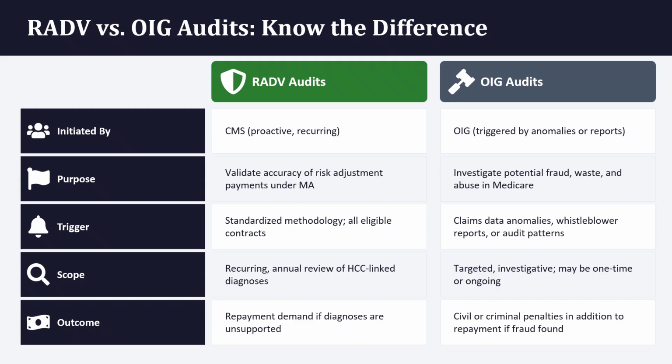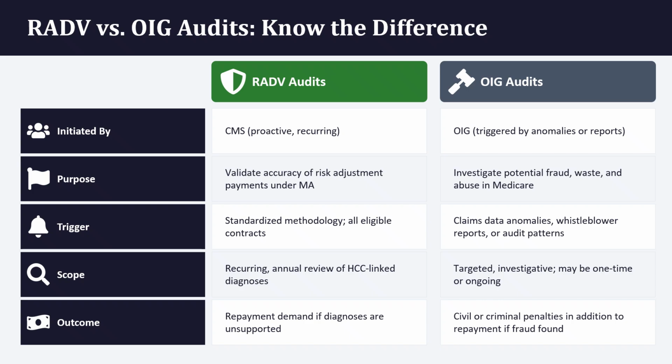So I get asked about this one a lot. So let's clear that up. RADV and OIG audits are not the same thing. RADV is CMS driven, proactive, and now it's routine for every eligible plan. We can expect it. OIG audits are investigative. They get triggered by something specific, like a pattern in claims data, an anomaly, maybe a whistleblower.